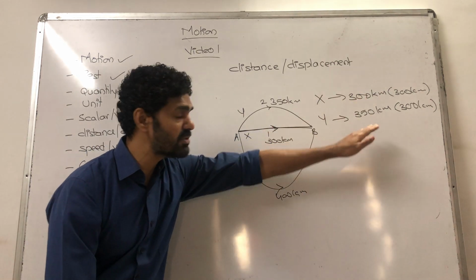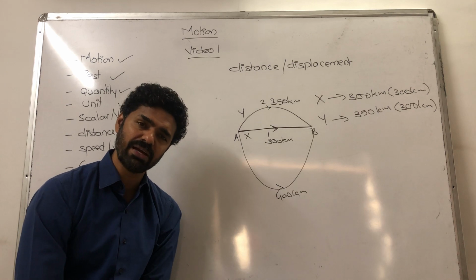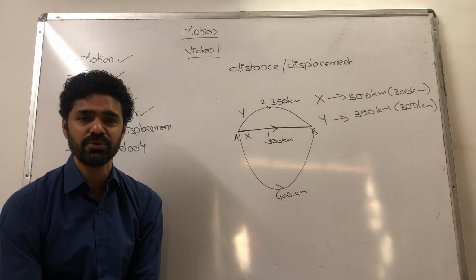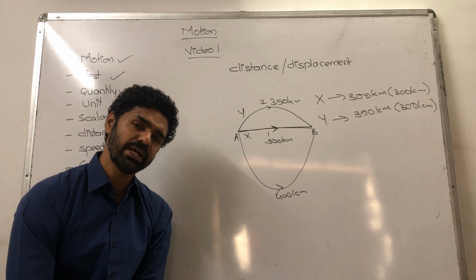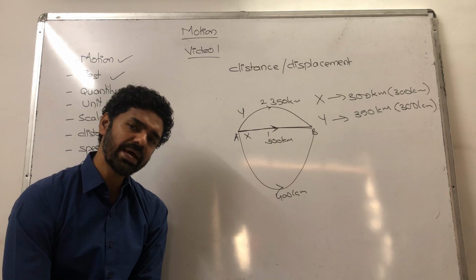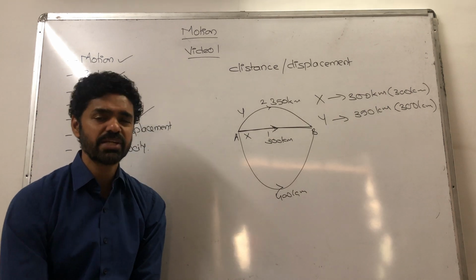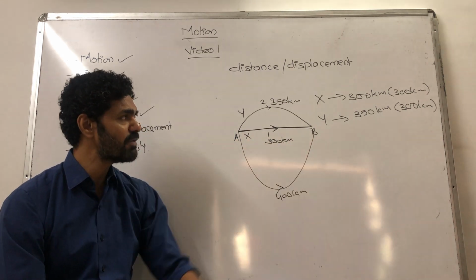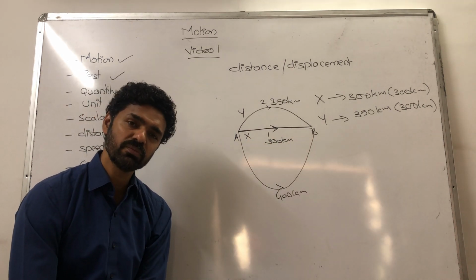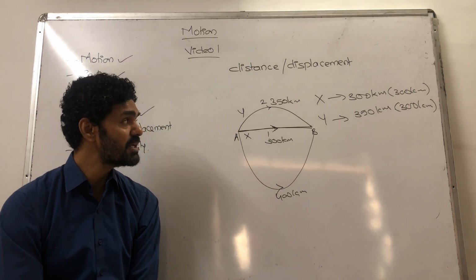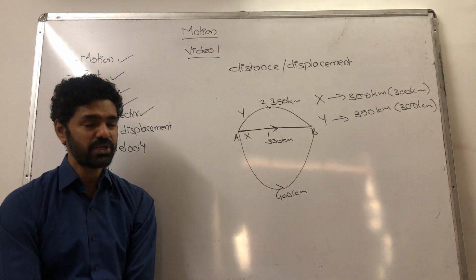This 300 km, 350 km, what was that? That was magnitude. So distance also has magnitude, displacement also has magnitude. But distance is independent of direction. So we do not require direction to define distance, so it is a scalar quantity. But displacement has direction intact with it. It depends on the direction also. So it requires both magnitude as well as direction. Hence, displacement is a vector quantity.